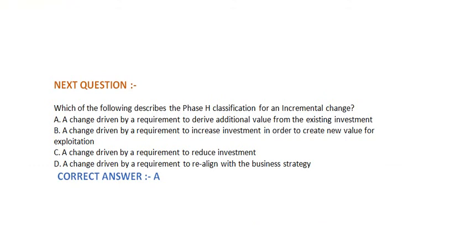Next question is, which of the following describes the phase H classification for an incremental change? Option A, a change driven by a requirement to derive additional value from the existing investment. Option B, a change driven by a requirement to increase investment in order to create new value for exploitation. Option C, a change driven by a requirement to reduce investment. Option D, a change driven by a requirement to realign with the business strategy. And the correct answer is option A.